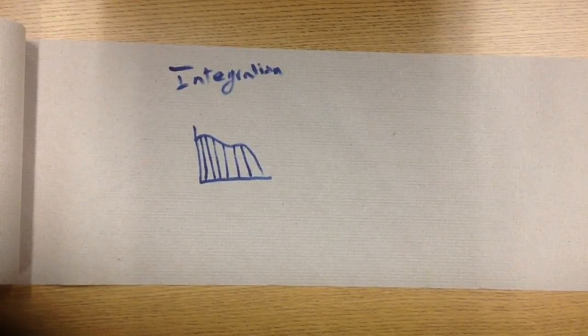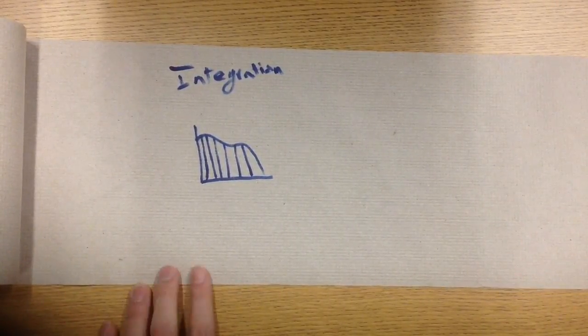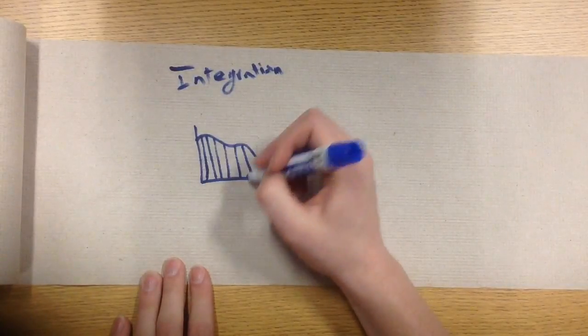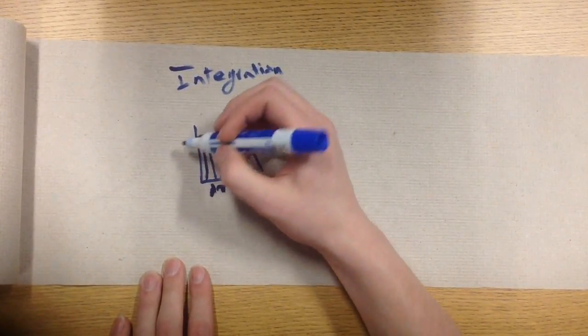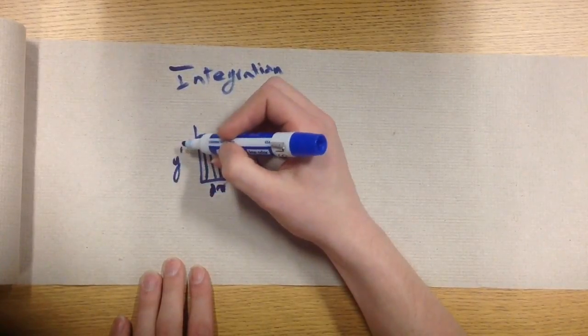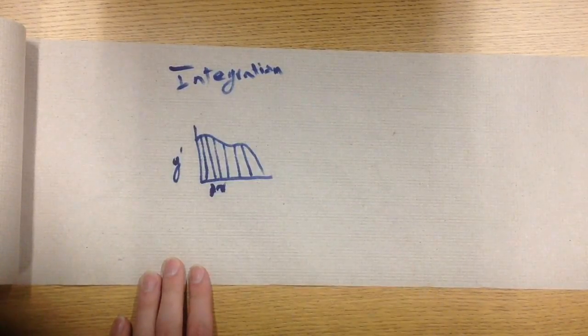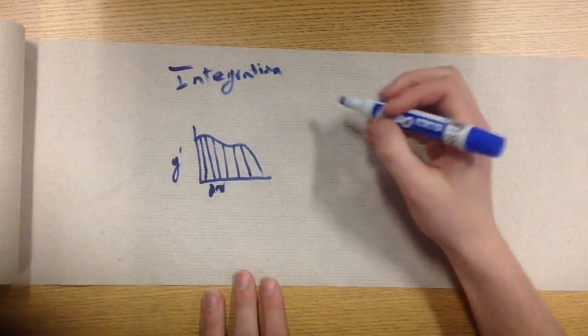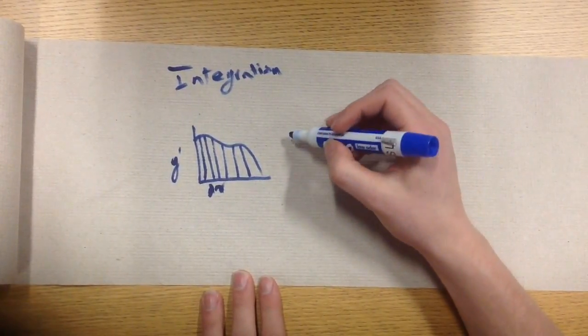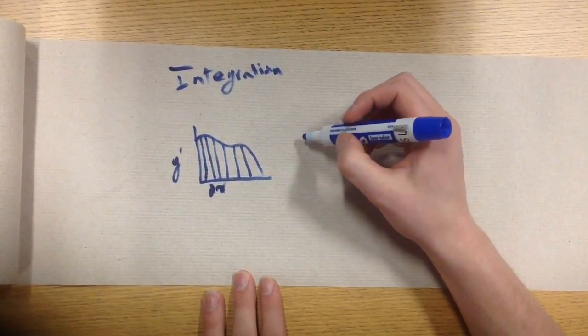A good way to estimate it is by creating a number of rectangles, and those rectangles are either over or underestimated, depending on how many you put and where you start them from. Let's say all of these little rectangles have a width of dx and a height of y prime, because y prime was our slopes from last time, so it's our point on the slope graph.